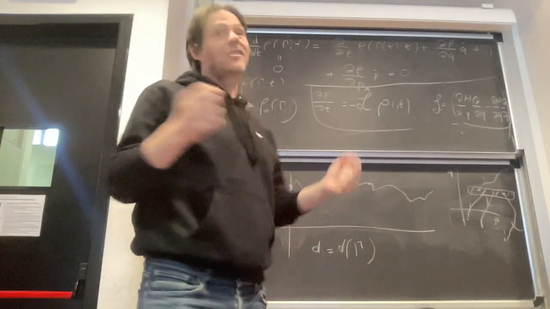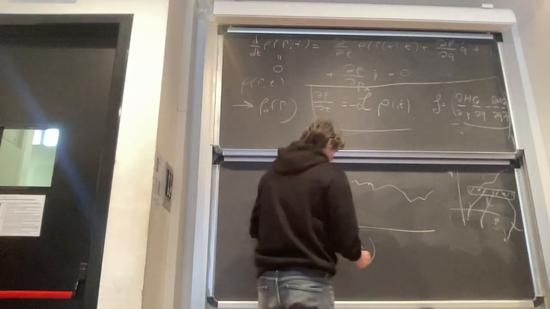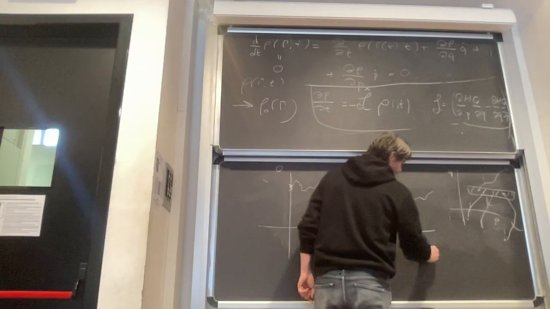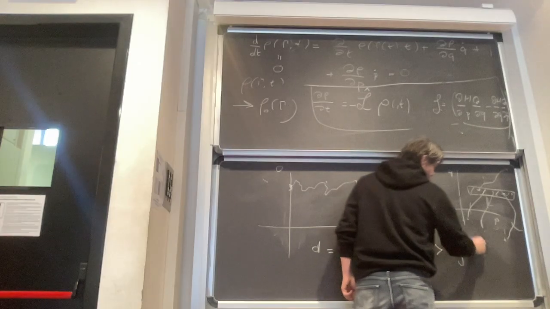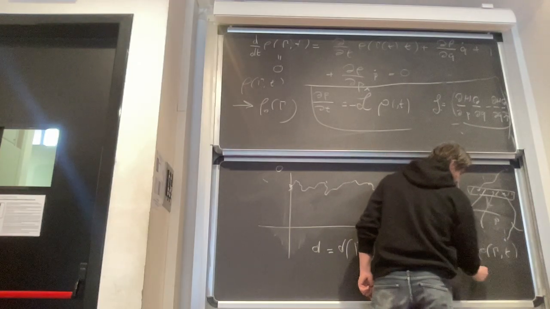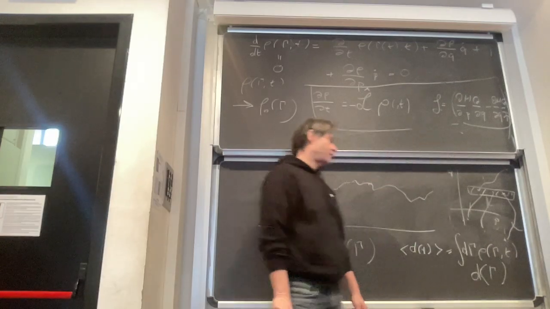And then you monitor in time the evolution of the probability of finding the system at the given endpoint distance, right? So what you do is your average value of d as a function of t is the average in phase space of rho of phase space and t times d as a function of phase space.